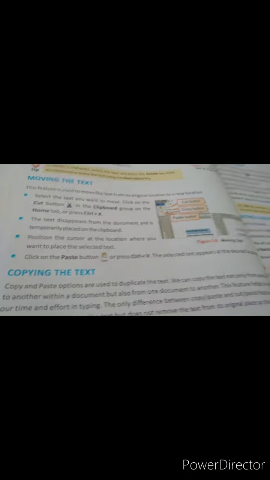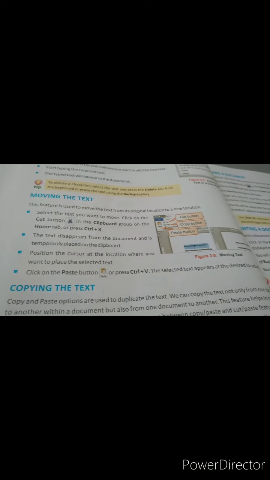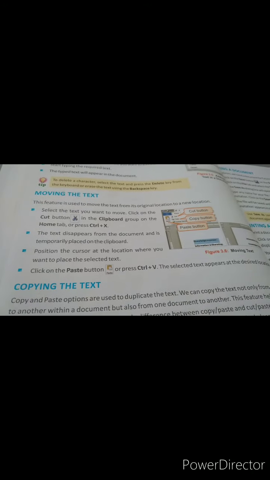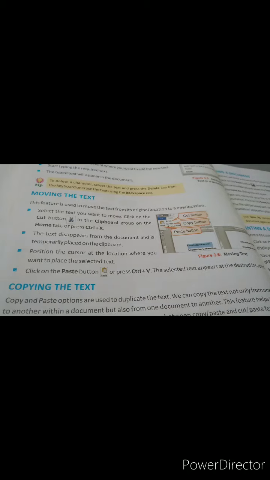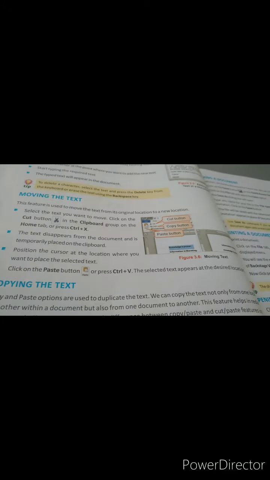What is the shortcut key to move the text, children? What is the shortcut key for cut? Ctrl X. Ctrl X is the shortcut key of cut. The text disappears from the document and is temporarily placed on the clipboard. Position the cursor at the location where you want to place the selected text. Click on the paste button or press Ctrl V. The selected text appears at the desired location.